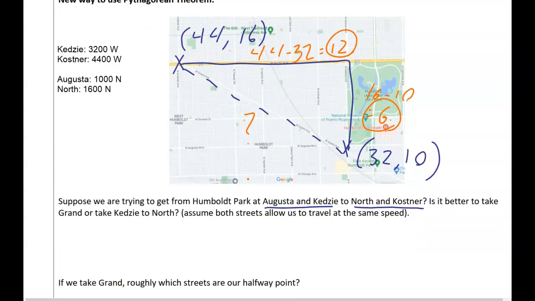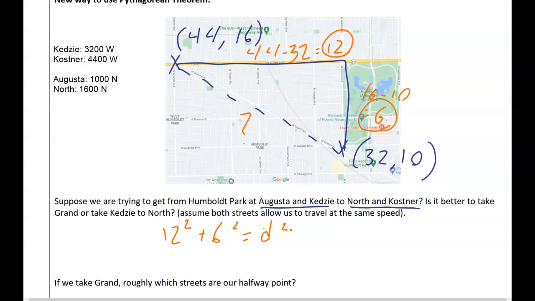Well, we already know the math to do that, right? We could say 12 squared plus 6 squared equals, I'm going to call that D squared, but it's really C, right? And then I get 144 plus 36, so 180 is D squared. So D is the square root of 180.